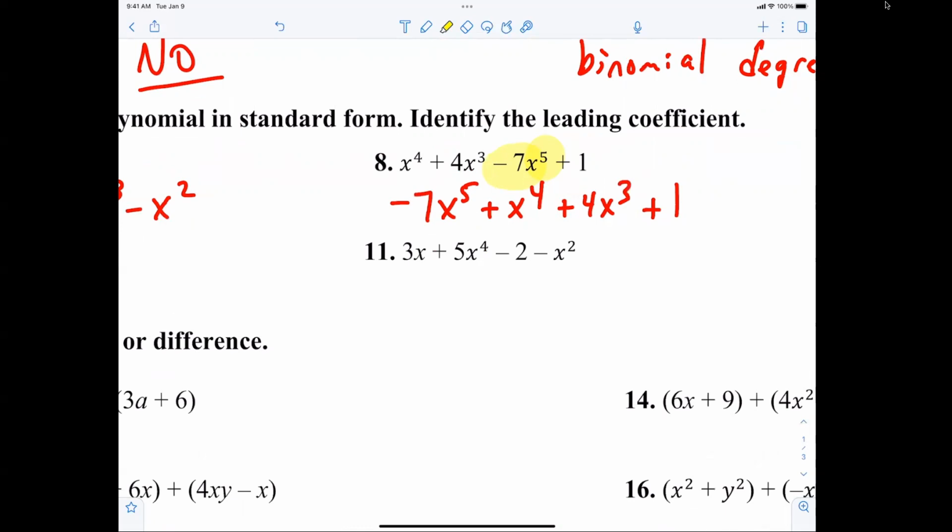You with me? Now, look at the x to the 4th. Is x to the 4th positive or negative? That's why I put a plus sign right there. Look at the x cubed. What is it? +4. And then the constant is always last, +1. That's all there is to it. Largest exponent to smallest exponent, we call that descending order, and you throw the constant at the end. The constant's always last.